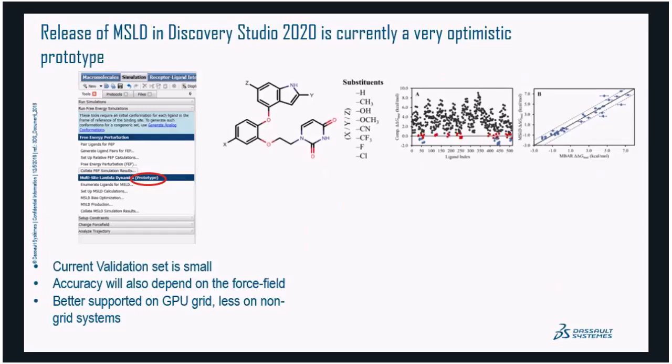Another reason why I'm very optimistic and excited about MSRD is that it's important to know that MSRD is not some new technology or new theory that we're just coming out with in Discovery Studio. It's been developed for the past 2 decades, mostly by a single group, the University of Michigan, Charlie Brooks's group, and they have come out with a number of application papers.